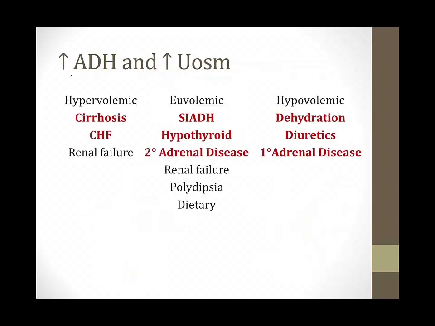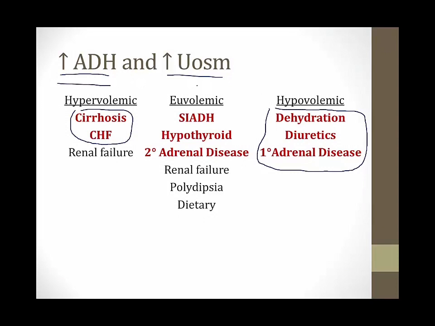On your exams, you're often asked for the expected changes in ADH levels and urinary osmolality for a given cause of hyponatremia. So all of the disorders I've bolded in red on the screen are associated with increased ADH levels and increased urinary osmolality. In cirrhosis and heart failure, ADH levels are high because of intravascular volume depletion, and this will concentrate the urine and raise the urinary osmolality. In dehydration and diuretic use and in patients with primary adrenal disease, the intravascular volume is also low. This raises the ADH level and concentrates the urine. And then finally, in these causes of euvolemic hyponatremia, the ADH level is high, so that also will concentrate the urine.